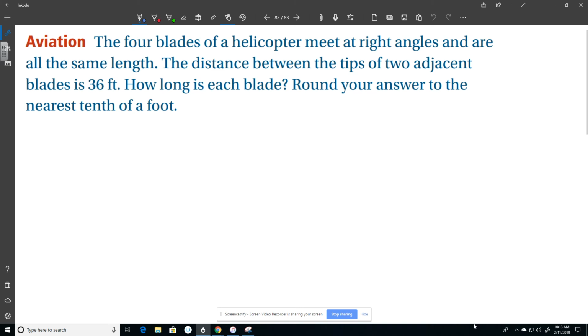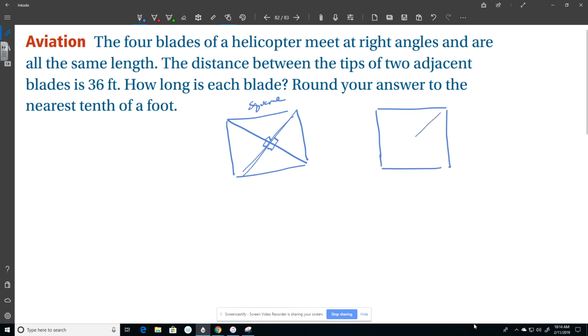The four blades of a helicopter meet at right angles and are all the same length. So I have the blades of a helicopter, and it says that they meet at right angles. So this is a right angle, and they're all the same length, which means if I connect the corners, this, first of all, is a square. And in a square, if I go from one corner to the other, these are 45 degrees. So this is my 90, these are 45.